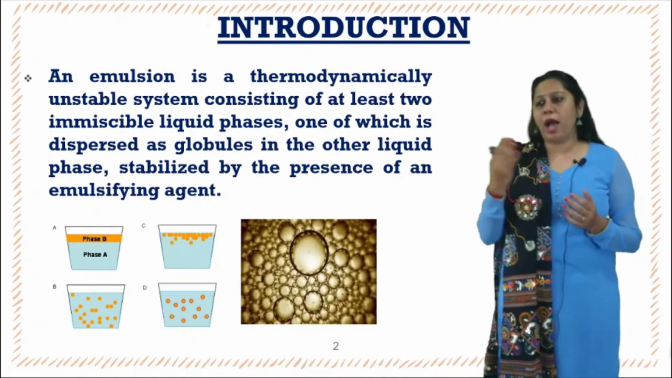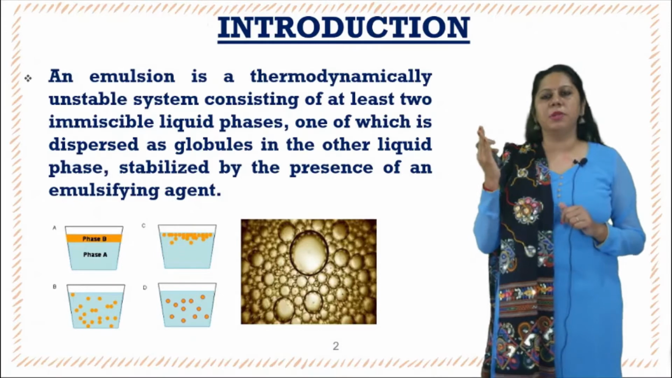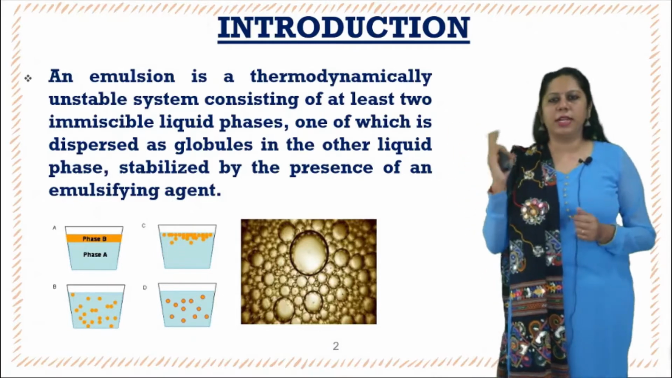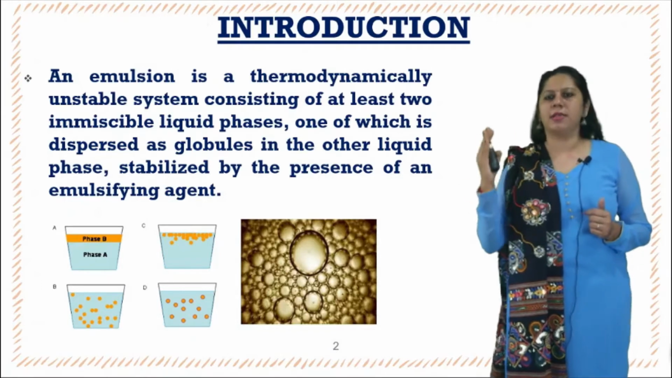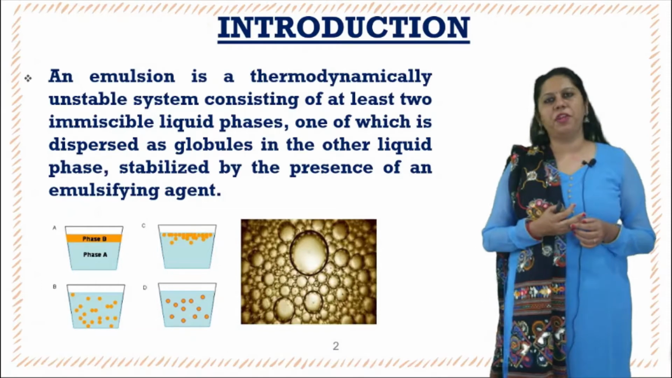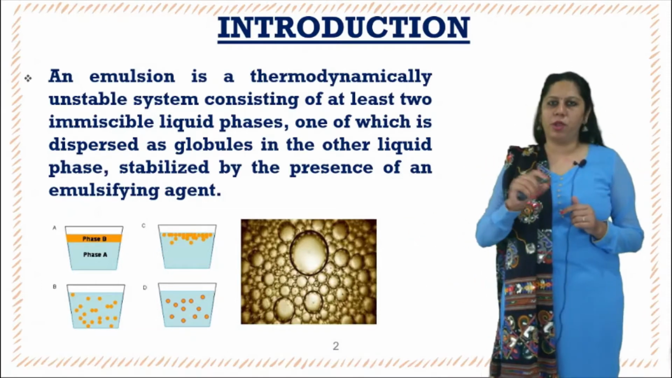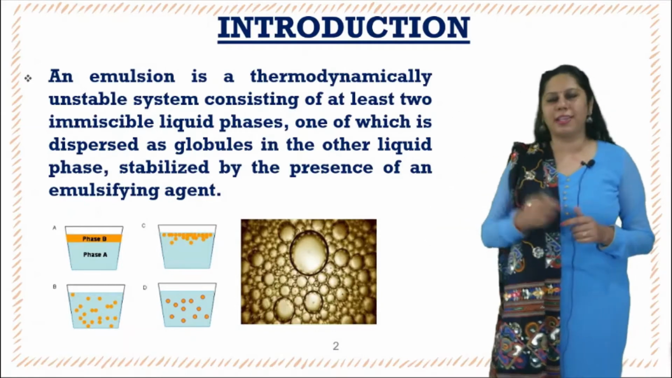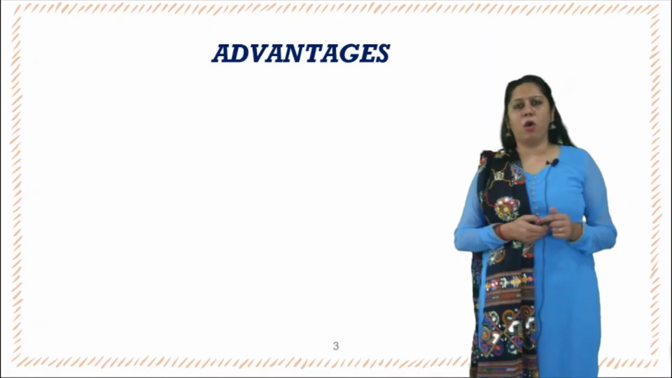So first of all, how do you define emulsion? Emulsion is a thermodynamically unstable system which consists of at least two immiscible liquid phases, one of which is dispersed as globules in the other liquid phase and is stabilized by the presence of an emulsifying agent. So here you can see the diagram of the emulsion in which you can see the globules which are dispersed in the external phase. So what are the advantages of the emulsions?